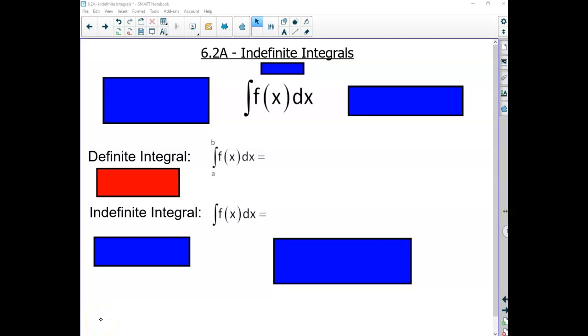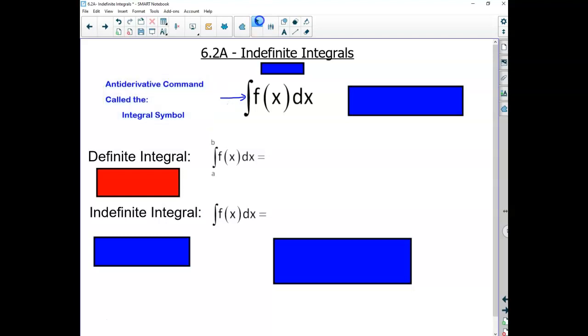Okay, good morning, guys. We're at 6.2a in indefinite integrals. Before we get going, I just want to make some definitions here. What is this guy right here? Well, that is the antiderivative command, and what it's called is the integral symbol. But remember, it's the antiderivative command, okay?